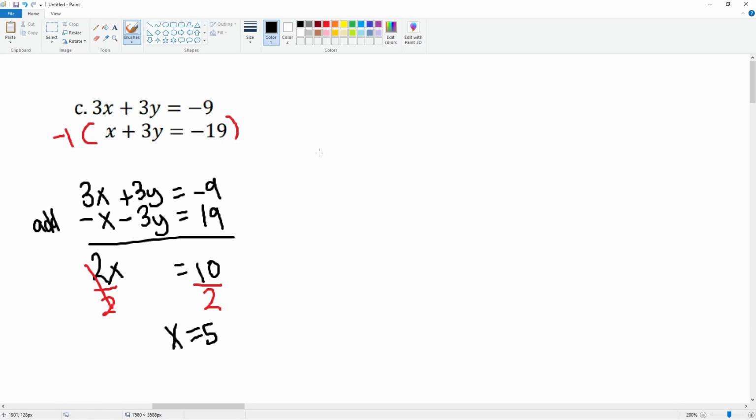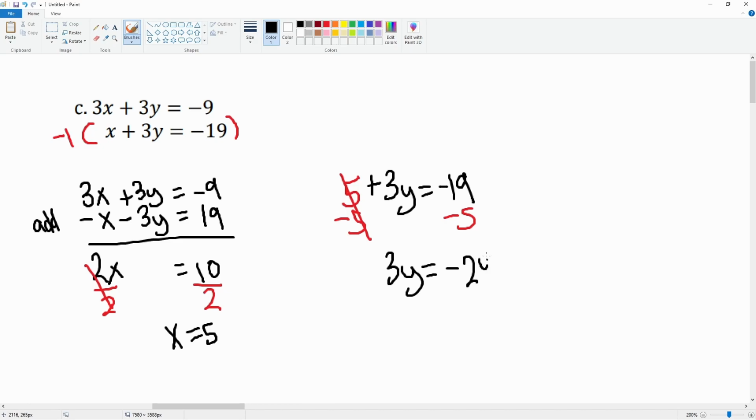Now I can go back and try to solve for my y. I'm just going to use the second equation of x plus 3y is equal to -19. I'm going to erase the x and make that substitution that I just got, which was 5. Okay, I'm going to subtract 5 to both sides, so this cancels, leaving me here with 3y is equal to -19, 20, 21, 22, 23, 24. It is a -24. Divide this 3y by 3 to both sides. That does cancel, leaving you with just y is equal to -8. -8, 16, yep, that's right.